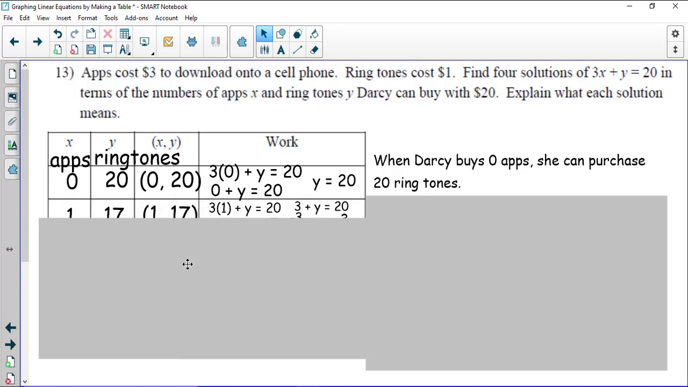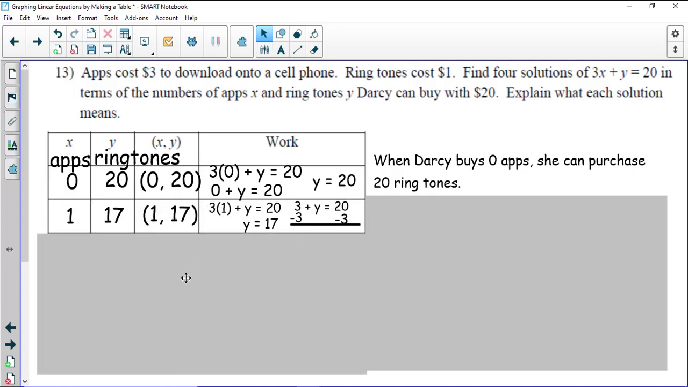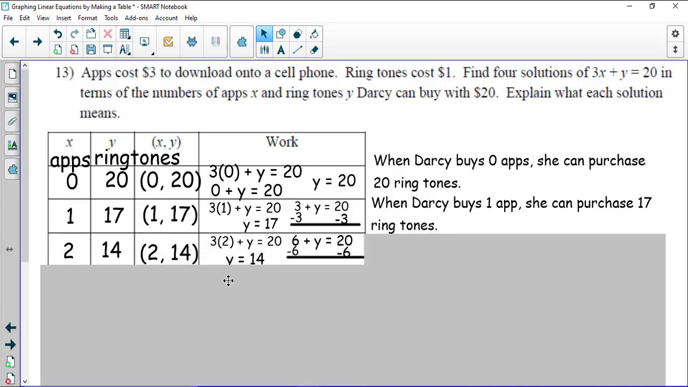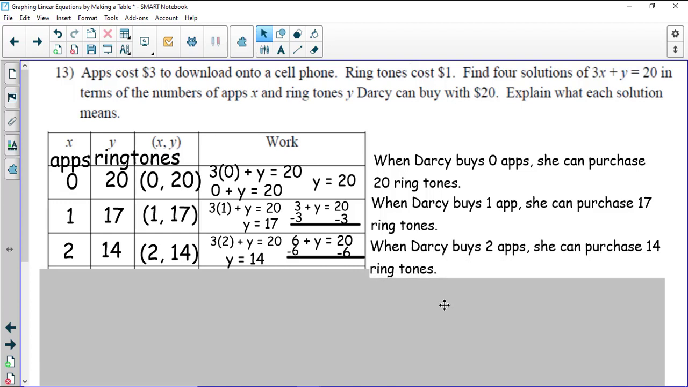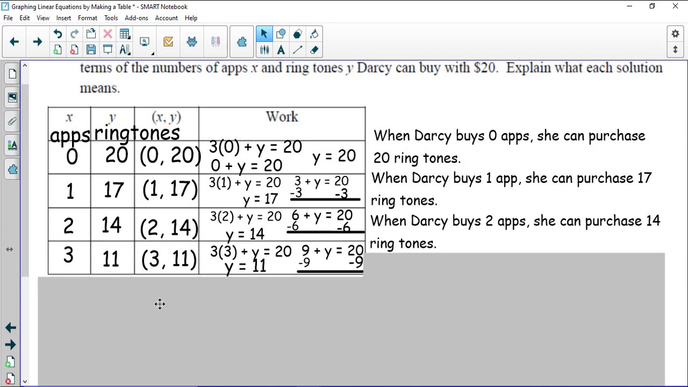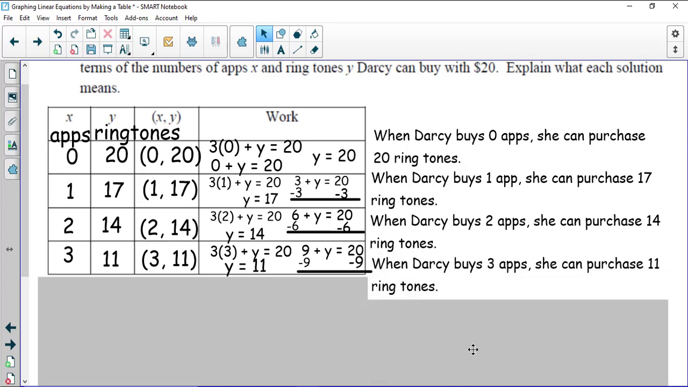I then replaced x with 1, so I did 3 times 1 to get 3. I subtracted 3 from both sides to get y equals 17. So what this means is that when Darcy buys 1 app, she can purchase 17 ringtones. I replaced x with 2. 3 times 2 is 6, so we'll subtract 6 from both sides to get y equals 14. This means that when Darcy buys 2 apps, she can purchase 14 ringtones. And then my last one was 3. So I do 3 times 3 to get 9, subtract 9 from both sides to get y equals 11. What this means is that when Darcy buys 3 apps, she can purchase 11 ringtones.